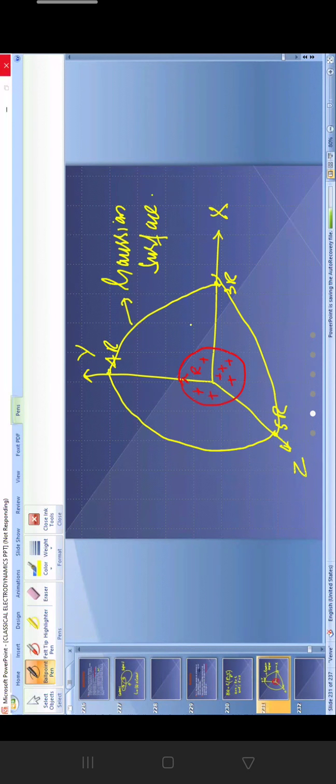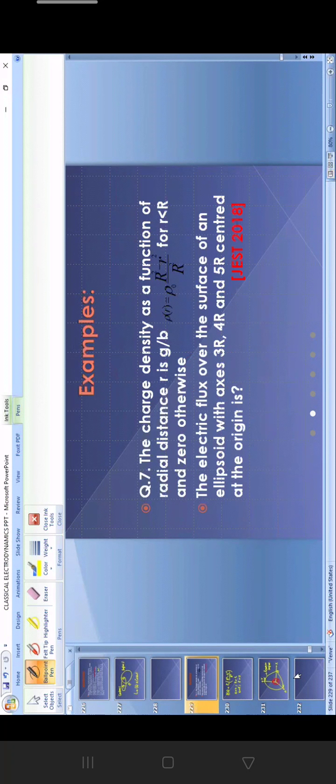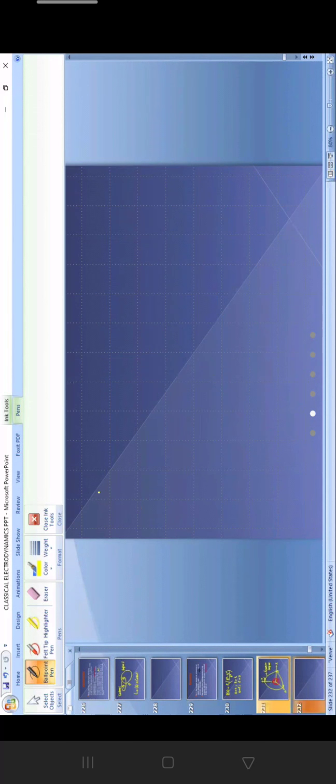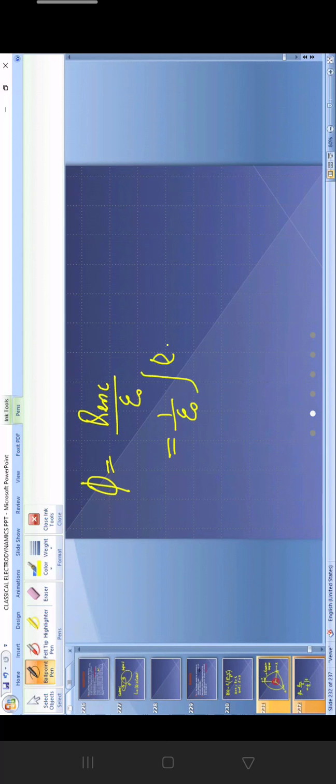Okay, so what we are interested in is this. We are supposed to calculate the flux. So simply what we will do is this: the flux will be equal to Q enclosed divided by epsilon naught. Then here it is 1 by epsilon naught, and this Q enclosed can be written like this: it's equal to the integration of rho dV, or rho d tau.